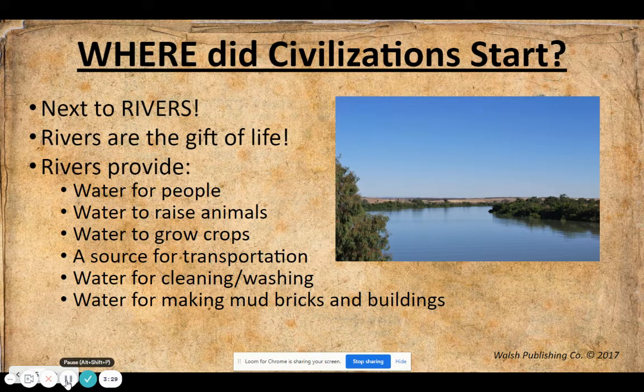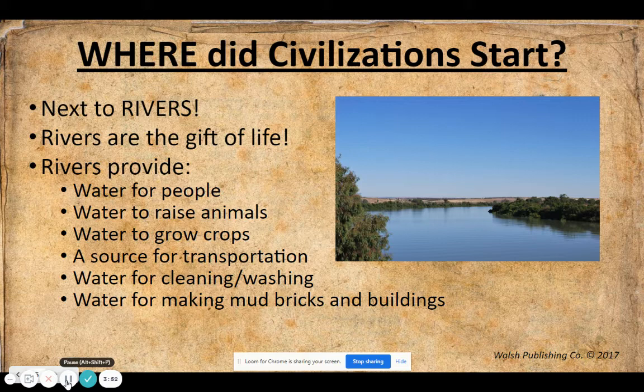It's very important to discuss, where did early civilizations start? We're going to be studying several early civilizations, but the most important thing that we need to know is that all early civilizations started near rivers. Rivers are absolutely essential for civilizations to be successful.